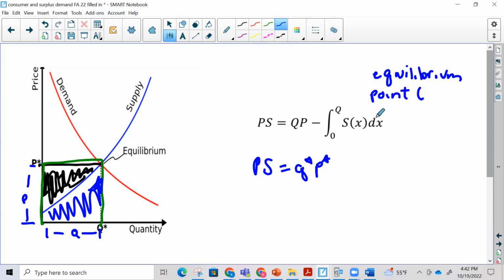Is however you want to find it, P, capital PQ or Q star, P star. Again, it just depends on what reference you look at. That's our equilibrium point. And then we're finding the area of the rectangle that that point makes. And then we're subtracting out the integral from 0 to Q star. Again, it's always the x value of our supply curve this time.